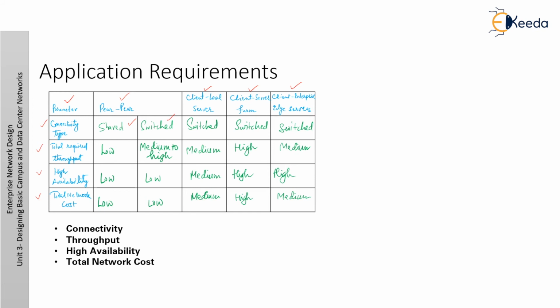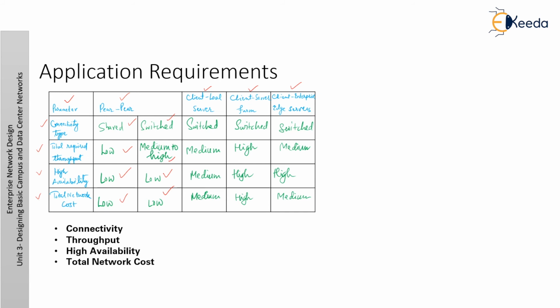When we are using shared connectivity type, total required throughput is very low, high availability is also low, and total network cost therefore goes down. In case of switched network, switch connectivity type, the total required throughput is medium to high. High availability, again, it is very low. Therefore, the cost is also low.